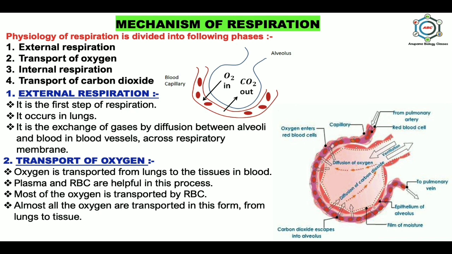RBC has a respiratory pigment, hemoglobin, which combines with oxygen to form oxyhemoglobin due to the high affinity of hemoglobin with oxygen. Almost all the oxygen is transported in this form from lungs to tissue. Here, this oxyhemoglobin compound is a highly unstable compound, and so it can dissociate quickly as it reaches the tissue. You know, one hemoglobin molecule contains 4 heme groups. Each heme can combine with oxygen. So one hemoglobin can combine with 4 molecules of oxygen. A normal adult person has 15 grams of hemoglobin per 100 ml of blood.